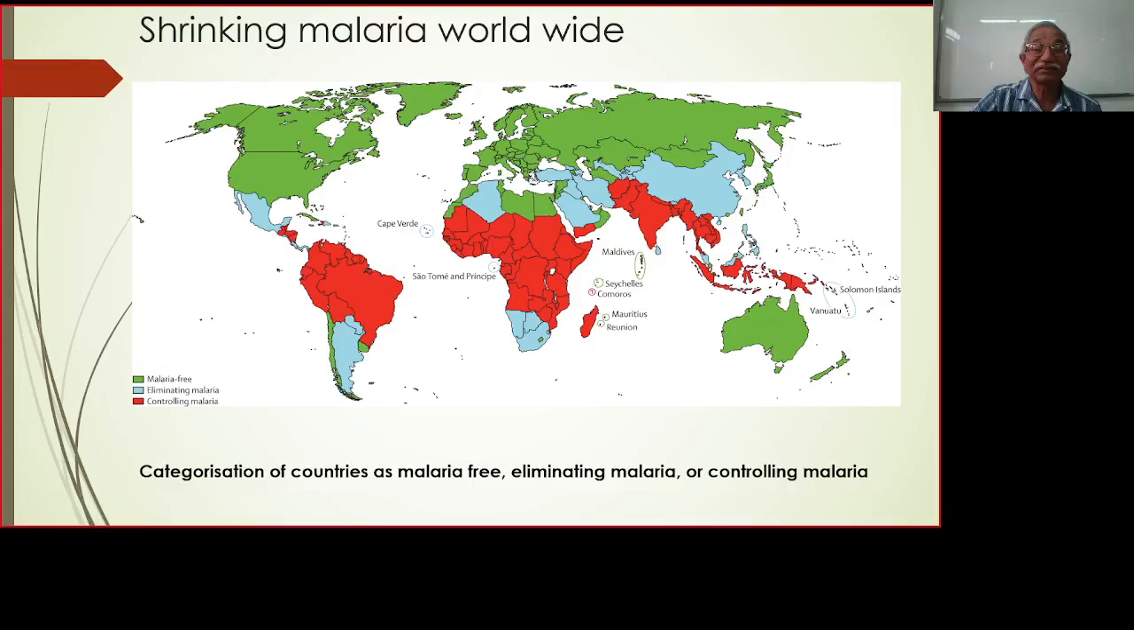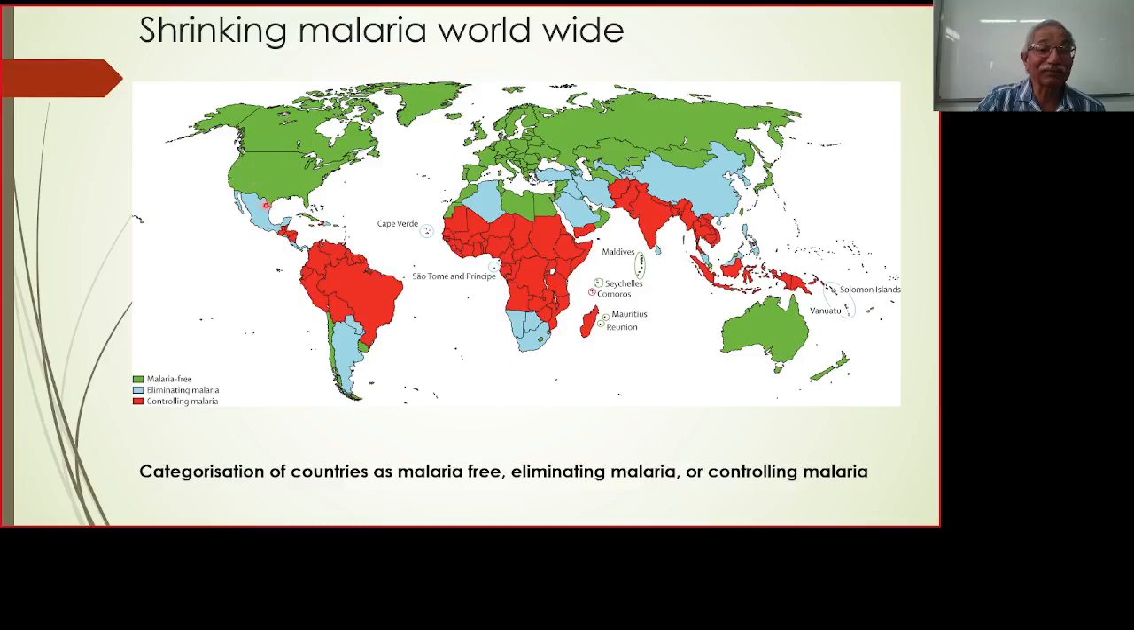You can see most of America is free, or controlling the malaria. Canada and Alaska and all different places of America are very cold. They are always under 70, maximum 80 degrees. And once you are above 70 degrees, then the malarial parasites grow well. That is where the advantage is.